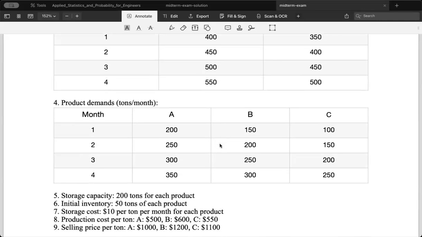And the next one is product demands. Product demand is shown in this table. For example, first month, the market can absorb 200 tons of A, 150 tons of B, 100 tons of C only. You cannot sell more than that, because it's over demand. And storage capacity, 200 tons for each product. Initial inventory, 50 tons of each product. Storage cost is $10 per ton per month for each product. Oh, our product is really cheap, right? Only $10 per ton. And production cost per ton, and selling price per ton.